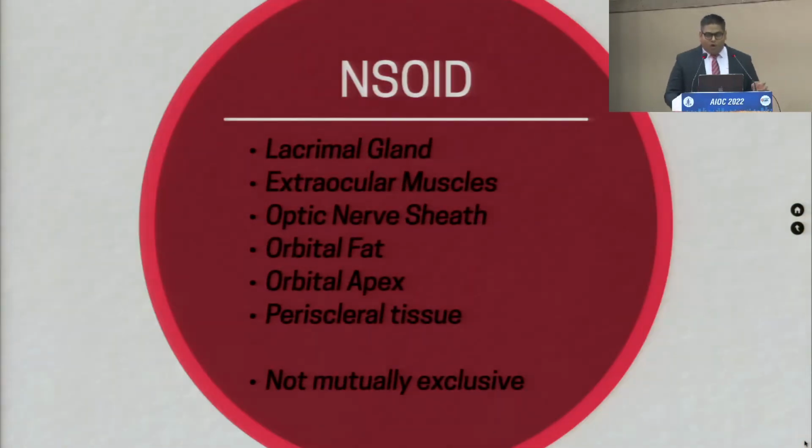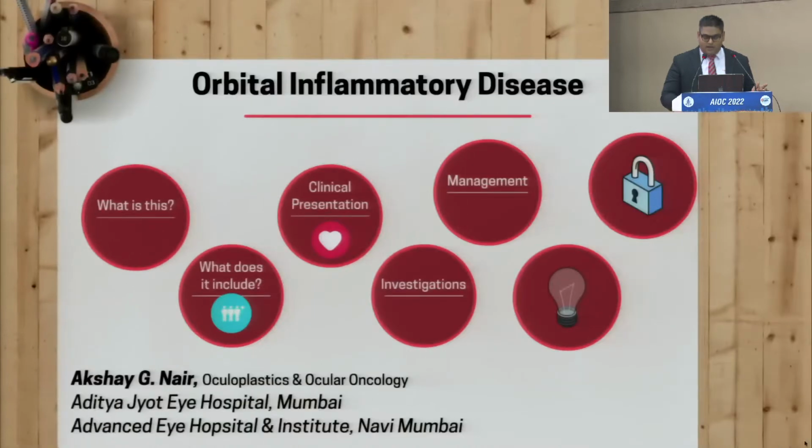As we know, in the orbit, each of the structures that are there, which is the lacrimal gland, the extraocular muscles, the orbital nerve sheath, the fat, the apical tissues, and also the periscleral tissue, which is essentially a subset of the optic nerve, the optic neuritis that we see. Remember, inflammation of any of these structures is not mutually exclusive. You can always have spillover inflammation from one structure to the other.